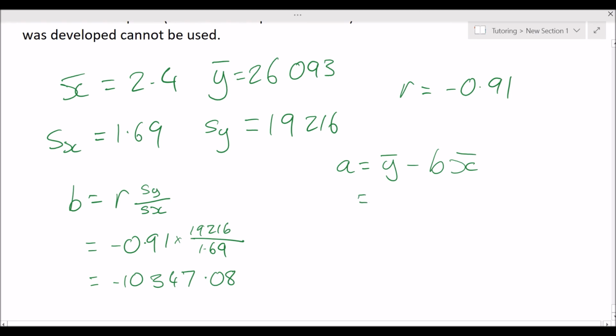Substitute those values in. So our mean of y is that, and then our slope, which we calculated from down here, is that. And our mean of x is 2.4. Put all that in your calculator, and you should get a y-intercept of this.